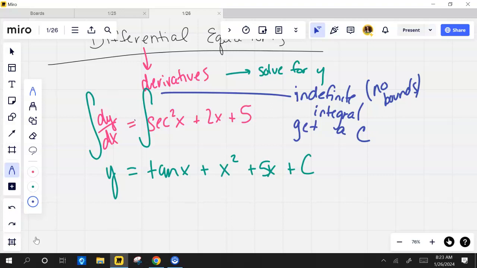This is really easy today, I think, anyway. It's just antiderivatives with a plus c. That's all we end up with. That's how we're starting differential equations.